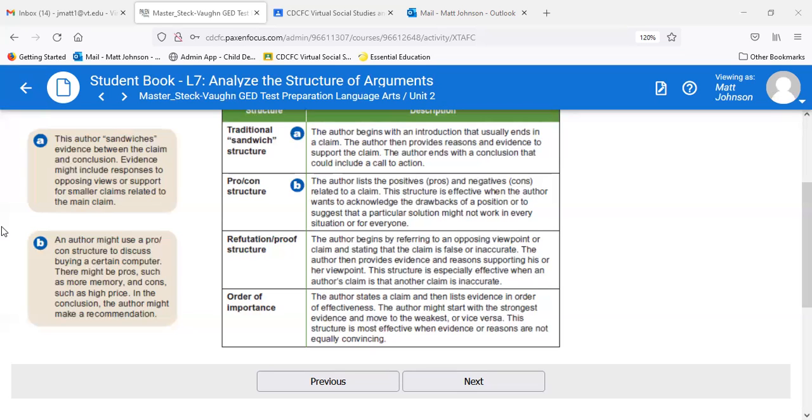And then order of importance. So the author states a claim and then lists evidence in order of effectiveness. The author might start with the strongest evidence and move to the weakest, or vice versa. This structure is most effective when evidence or reasons are not equally convincing.